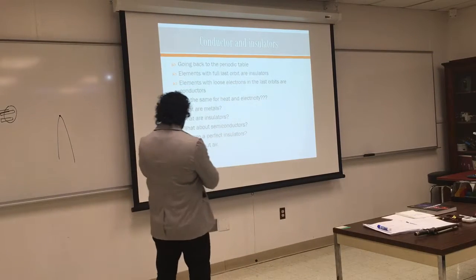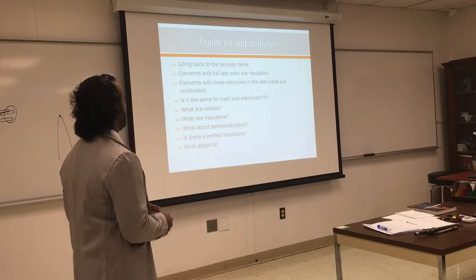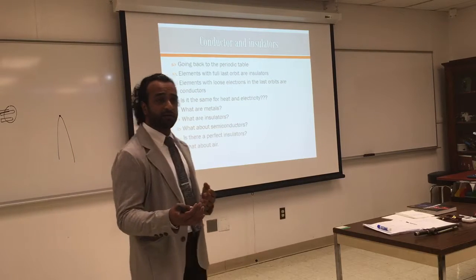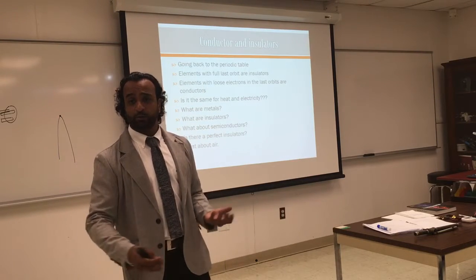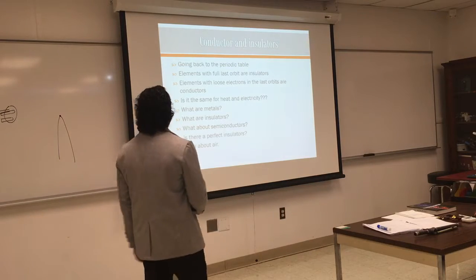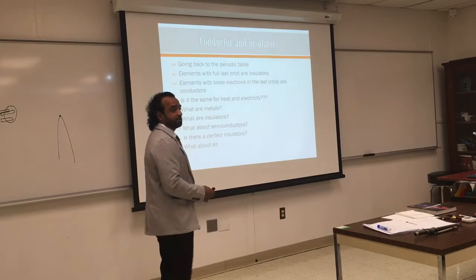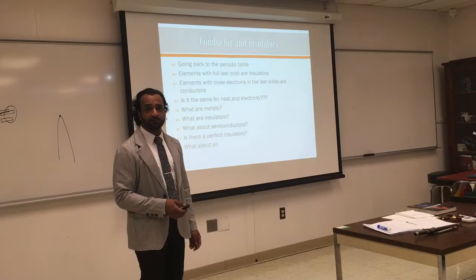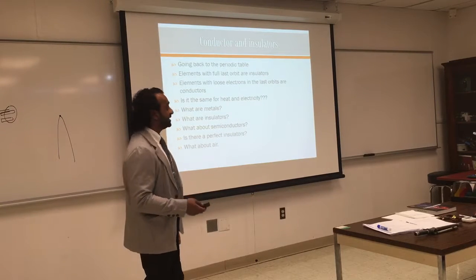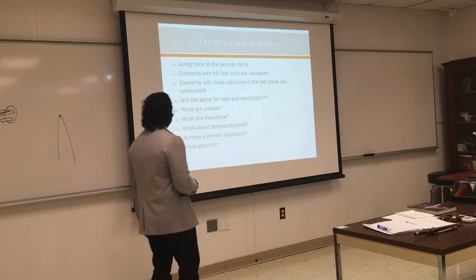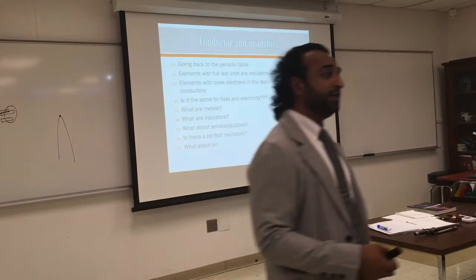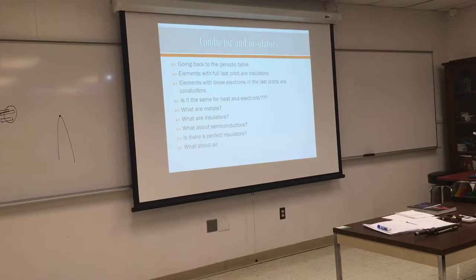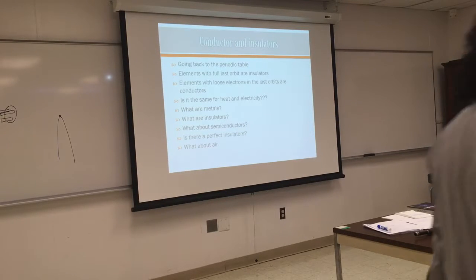Conductors and insulators. So going back to the periodic table, we said conductors have more loose electrons than others, so they can give electrons and take one. They're more loose, so they can be knocked out and in. Elements with full last orbits are insulators, and they are carbon-based. I said rubber, plastic, wood. Is it the same for heat and electricity? If something conducts electricity, does it also conduct heat well? Yes. If you notice, metals conduct heat very well, and they also conduct electricity very well, so it's the same.